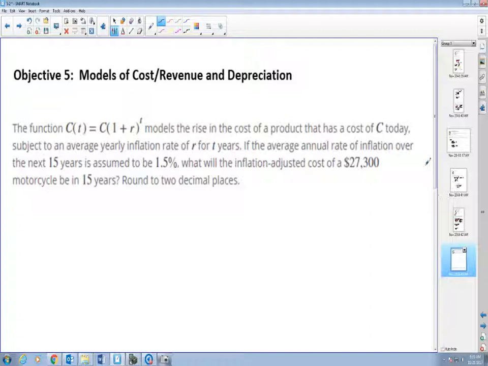So today's cost for this motorcycle is $27,000, but if we go with the inflation for the next 15 years at 1.5%, that same motorcycle 15 years later should actually cost higher due to the inflation. Alright, let's check it out. C of t, t is now 15 years. C of 15 years, set it equal to the cost today.